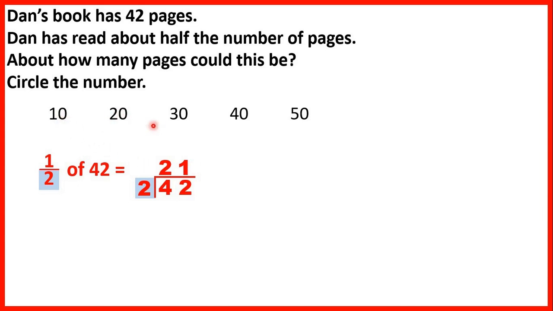Now we don't have 21 as one of our numbers, but that's because it says he's read about half the number of pages, so not exactly half, and that means we want the number that's closest to 21, so our number is 20.